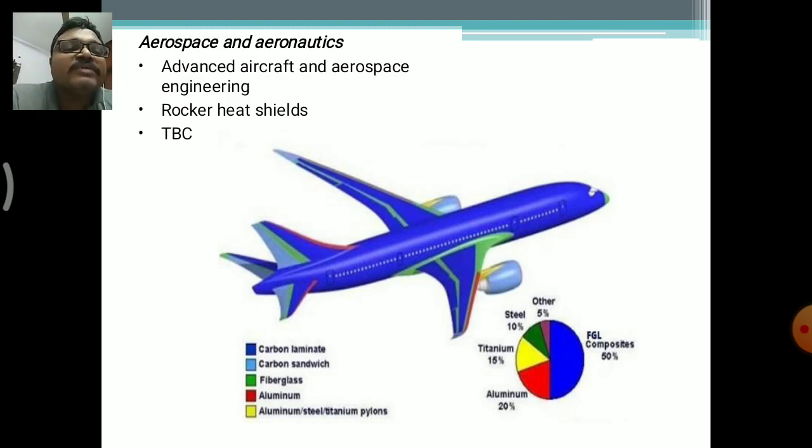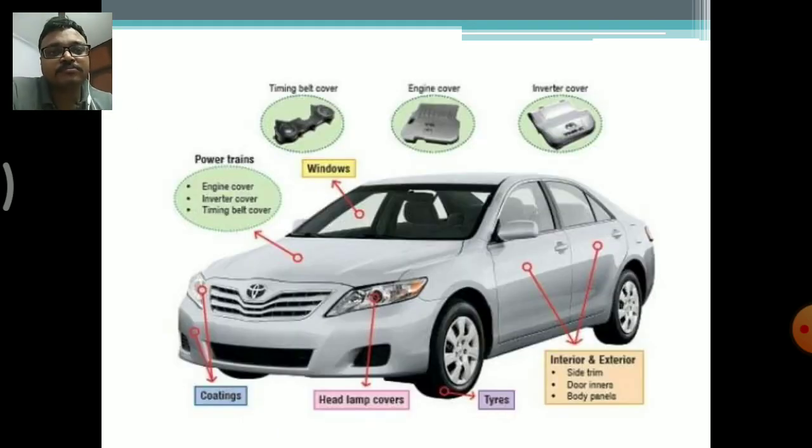Next, carbon sandwich, which is a very small share. Next, aluminum, so 20% of the material is aluminum. Next, 15% is titanium, 10% steel, and 5% other minor components, that is fiberglass or other carbon sandwich materials. So these are the basic materials used for building aeroplanes.